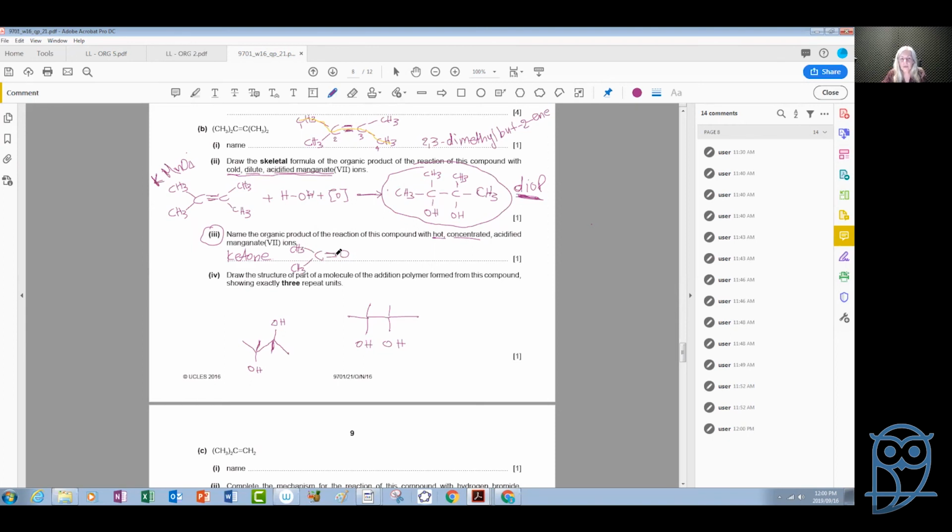And how do we call this? What is the name of this ketone here? It's 1, 2, 3 carbons. It's a propanone, obviously. Propanone.